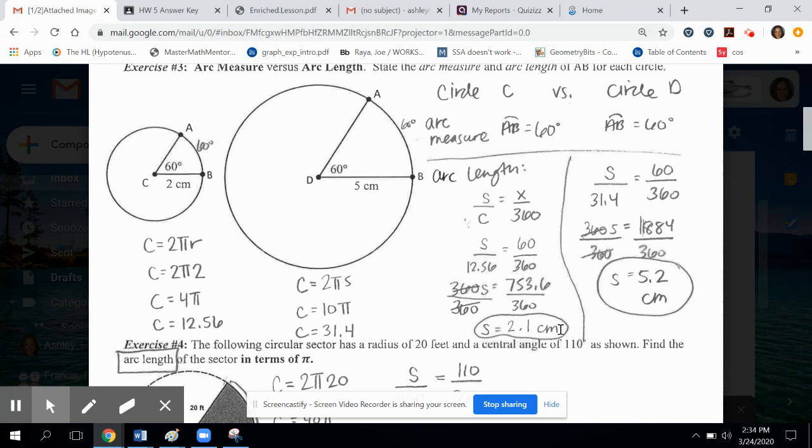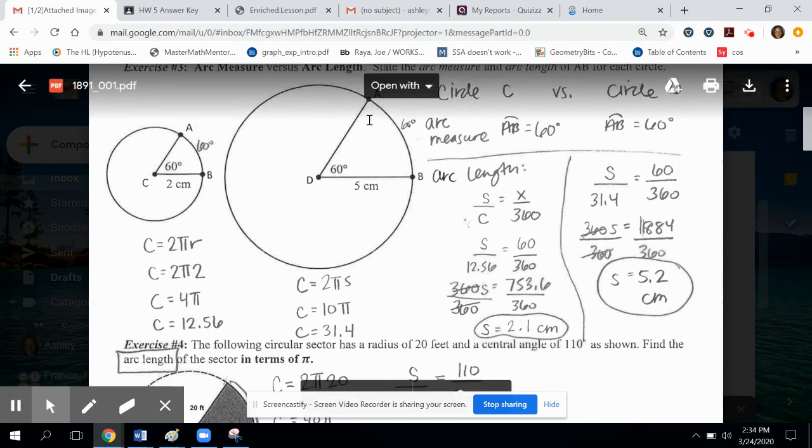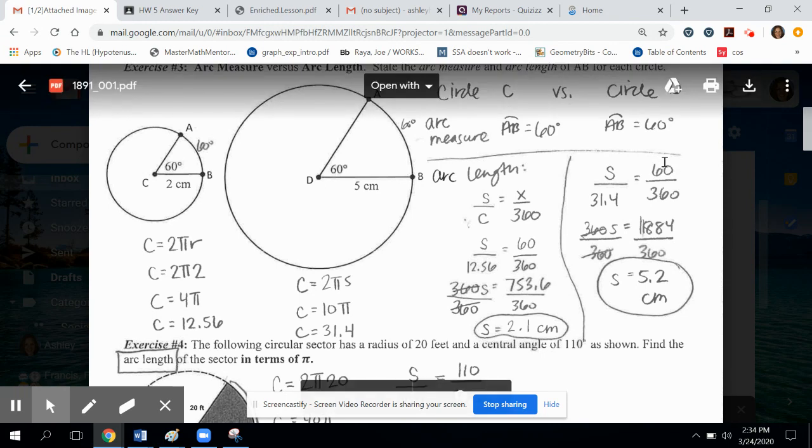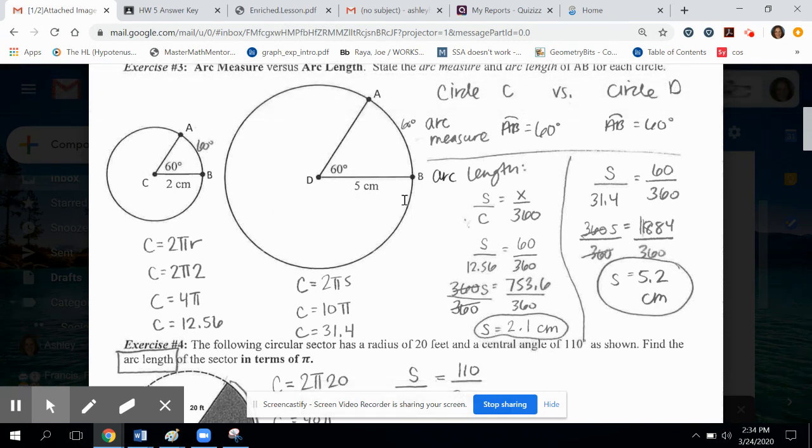I did the same exact process with the larger circle. So the circumference was 2 pi times 5, which is 10 pi. As a decimal, it would be 31.4, so I put that in for circumference. Still takes up 60 degrees. Did a little bit of cross multiplication, and that is actually a little more than twice as long, which kind of makes sense because this is 2 compared to 5. 5 is 2.5 times 2. So just a thought on that.